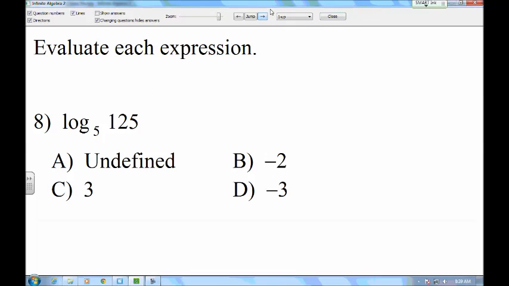Okay, here's another one. Change of base. Do it. And guys, the test won't say change of base. It will say evaluate. And you have to know, oh, that's change of base.